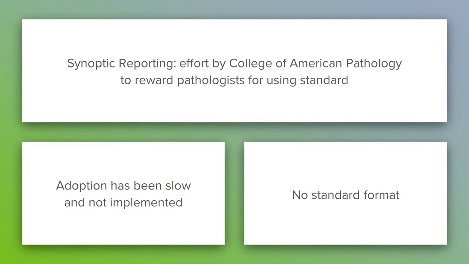There is an effort by the College of American Pathology to reward pathologists for using what's called synoptic reporting. This has been changed to a notion of checklists where specific findings are put into the report or checkoff lists. But the adoption of this has been rather slow, and few information systems take advantage of it yet. Vital sign data is often entered by hand with varying units of measure, which makes it very difficult to compare. And physical exam findings are also narrative text. There's no standard format, and they're often highly variable.